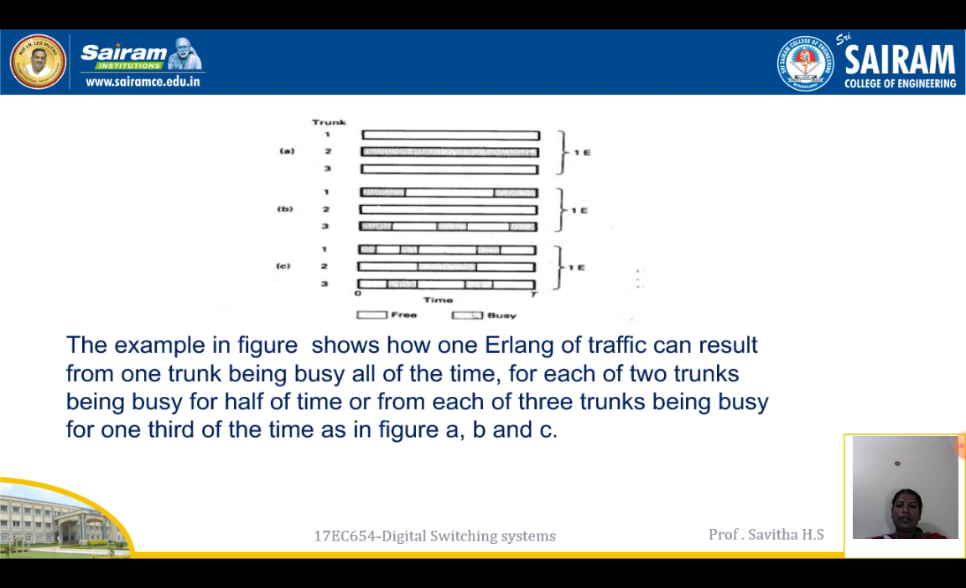The example in the figure shows how 1 erlang of traffic can result from one trunk being busy all the time, or from each of two trunks being busy for half of the time, or from each of three trunks being busy for 1/3 of the time, as in figures A, B and C. So in the figure you can see that free time is not shaded and busy trunk time is shaded.